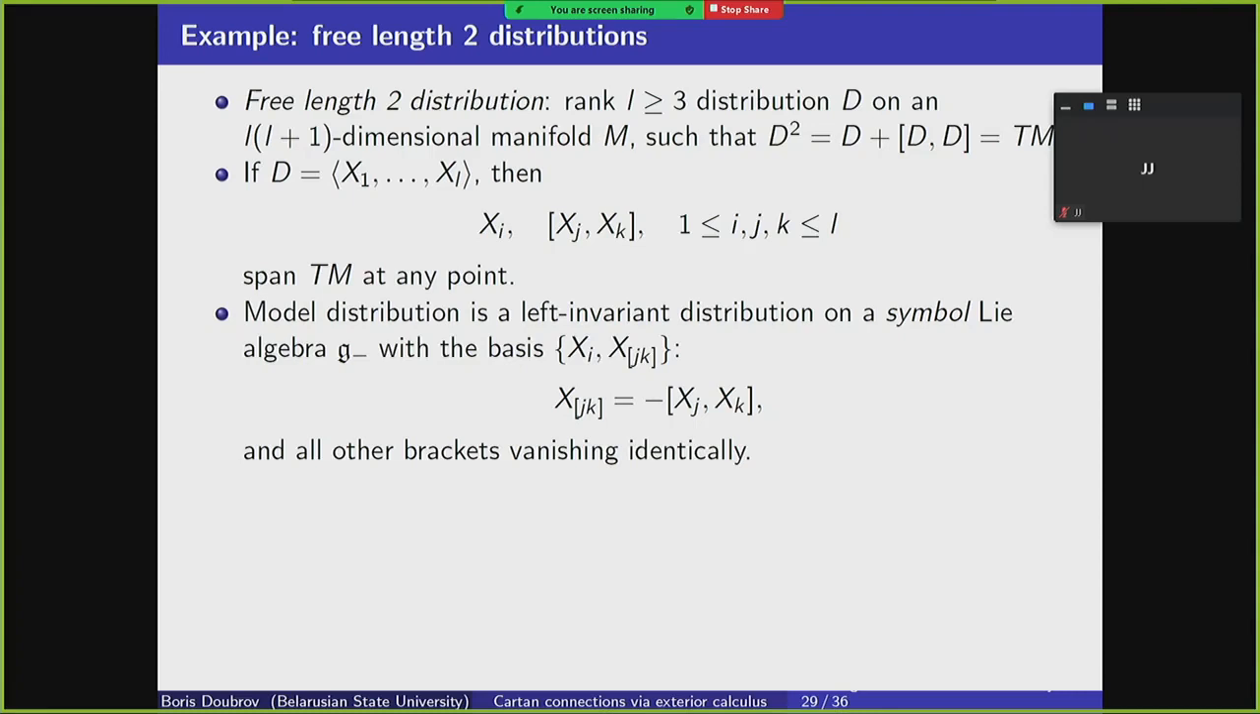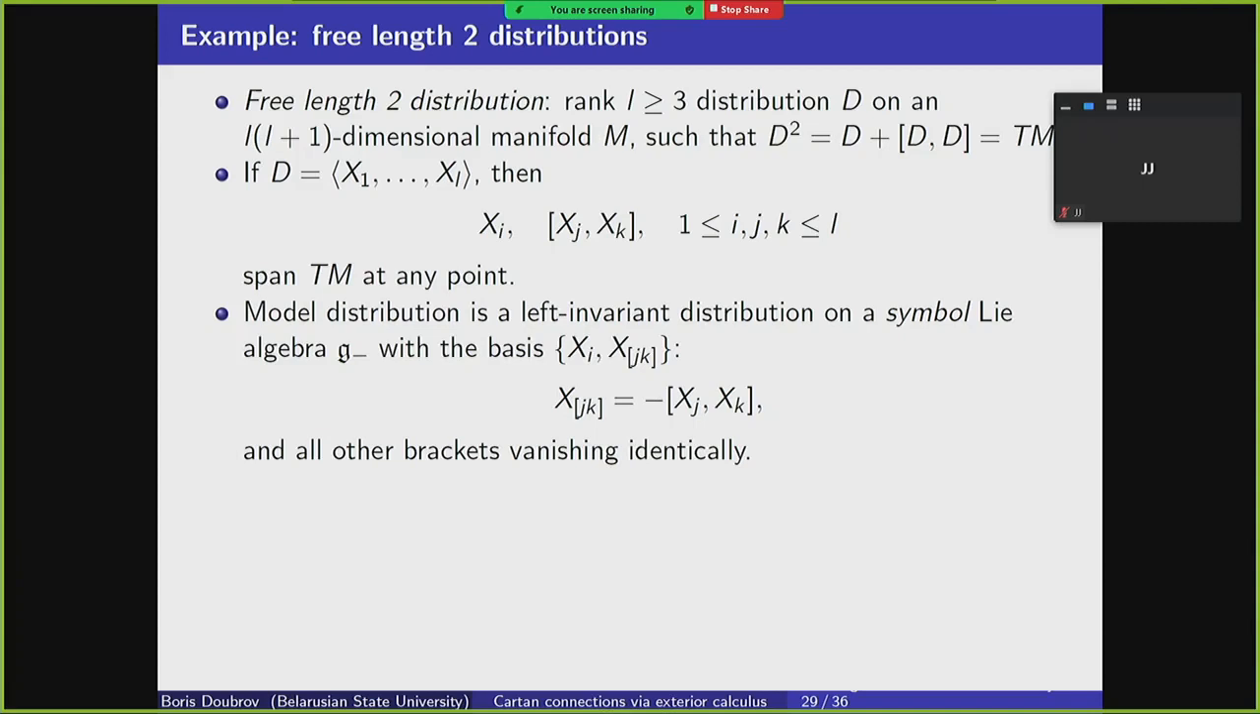Not for all structures can we find nice Cartan connections, but in this case we can. And how can we find the model homogeneous space? I take a naive approach. I'll speak about a more conceptual way of doing that a bit later. But the naive approach says, let's look for the simplest possible object in what we are considering.